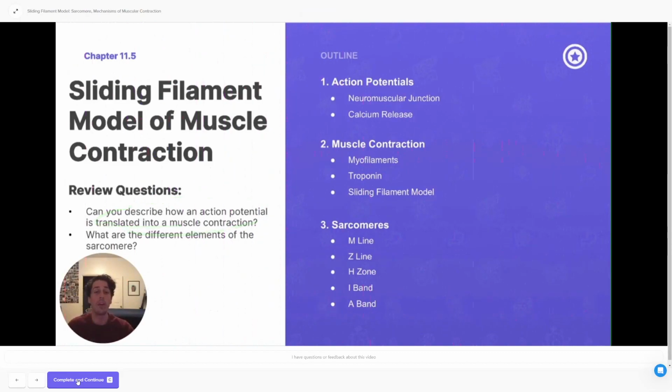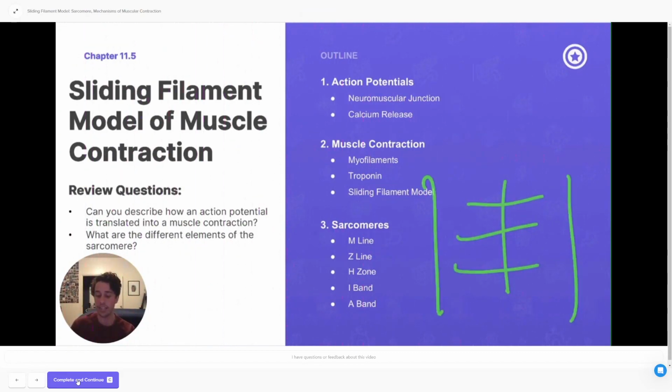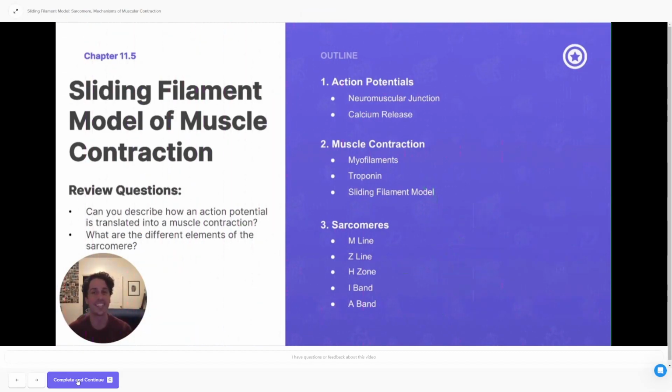And for the second, what are the different elements of the sarcomere? And so for this one, I would just recommend drawing it out. So you can just do a simple drawing just like this. And then we have these guys right here going like so. That's a very crude drawing of it, of course. I'm not the best artist. But if you can do that and then label these guys right here with the M line, the Z line, the H zone, the I band, and the A band, I would say that you're in really good shape.